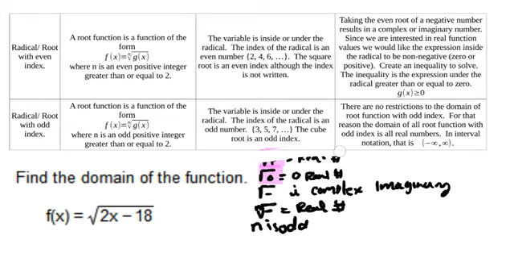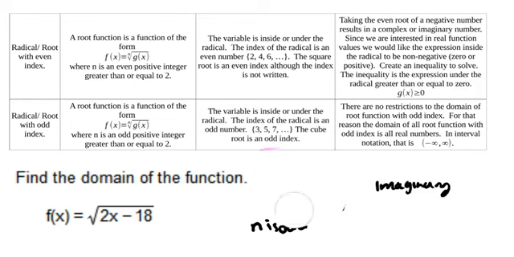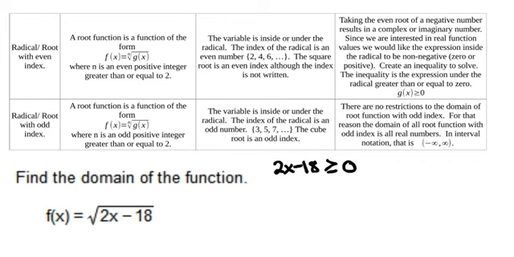So we erase these markings and we'll work out the domain for this example. We're going to take the expression that's underneath the radical, 2x minus 18, and we want that to be greater than or equal to 0. And that's because we're excluding negative values. We're only including positive and 0. And we solve this inequality.